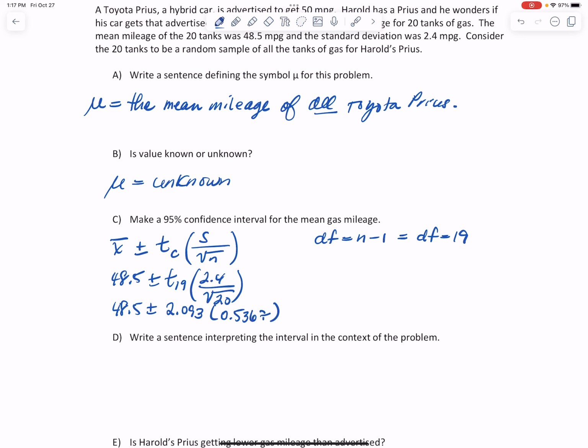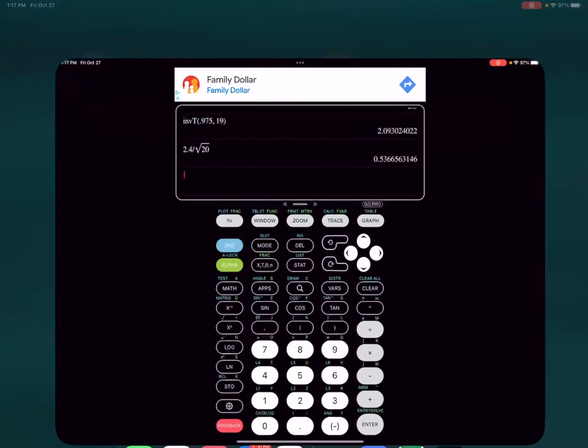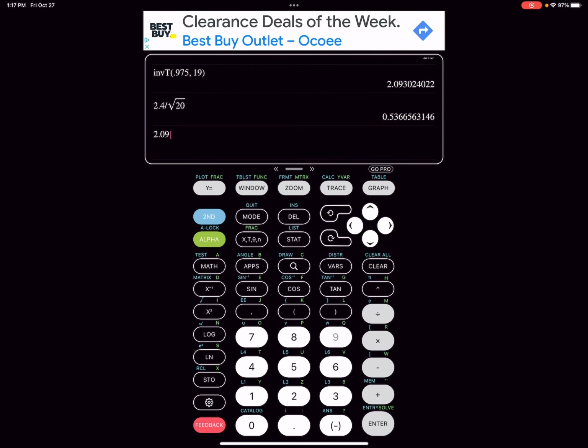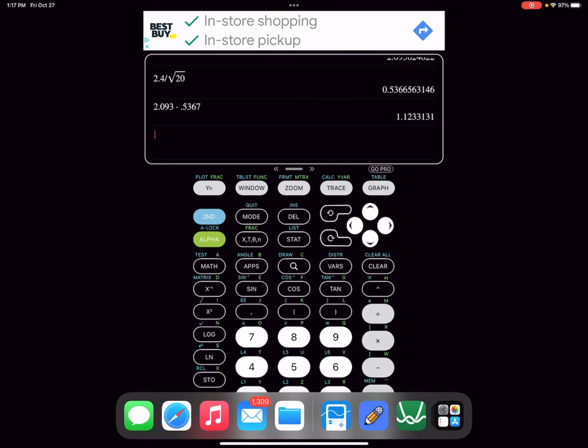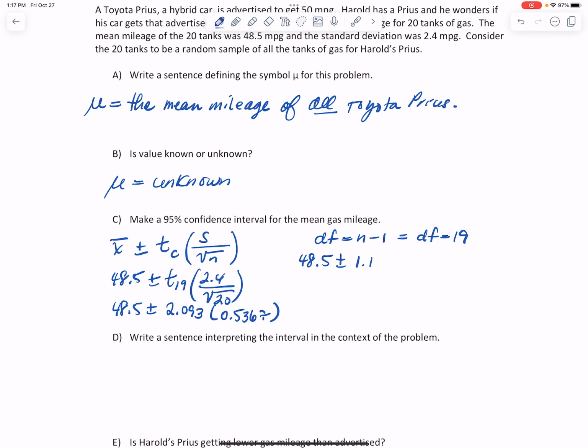And then we know that this is our margin of error. So I'm going to calculate the margin of error now. So I would have 48.5 plus or minus whatever 2.093 times 0.5367 is. And it's 1.1233. That's my margin of error.